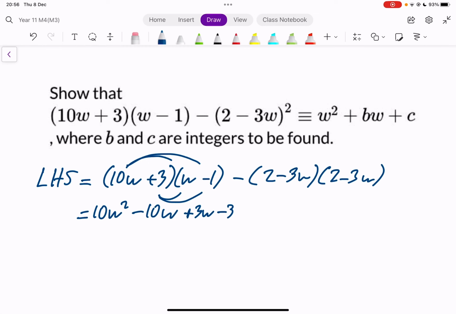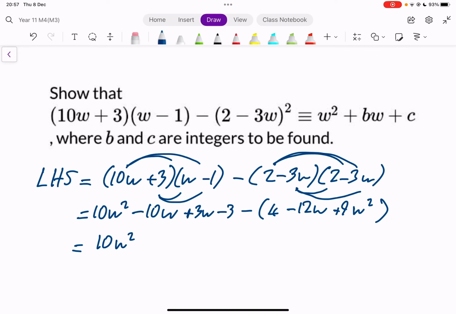Over here, I'm going to leave this as a minus, and I'm going to sort this double bracket into one big bracket. I'm going to have 2 times 2 is 4, 2 times minus 3w is minus 6w, and you've also got this one as well, so that's another minus 6w, so that's minus 12w, and the last thing is minus 3w times minus 3w is plus 9w squared.